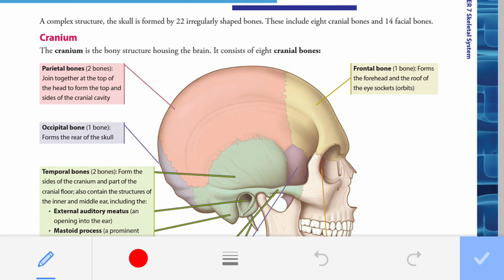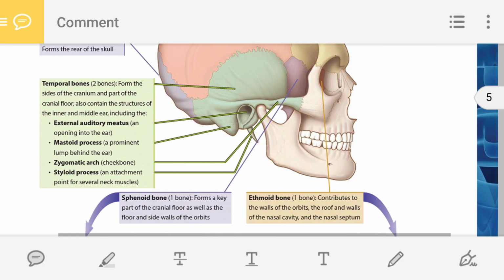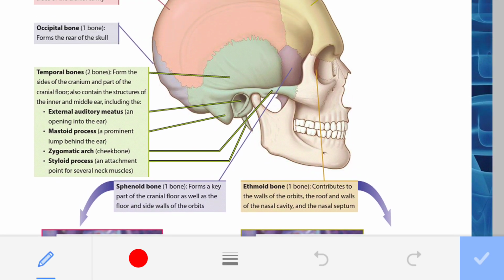Now, which are these eight cranial bones? As you can see, in the cranium there are two parietal bones, then one frontal bone, then one occipital bone, and two temporal bones. So right now the total is 6. So we are adding two more bones, that is the sphenoid bone and the ethmoid bone.